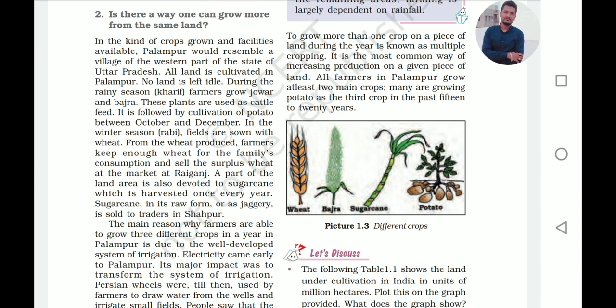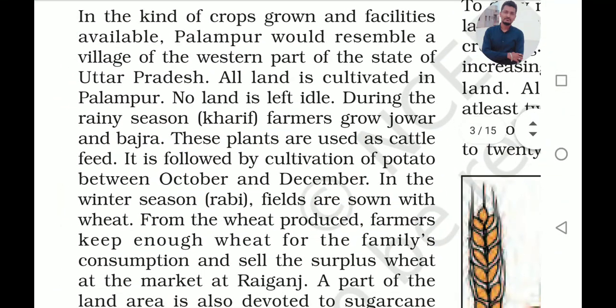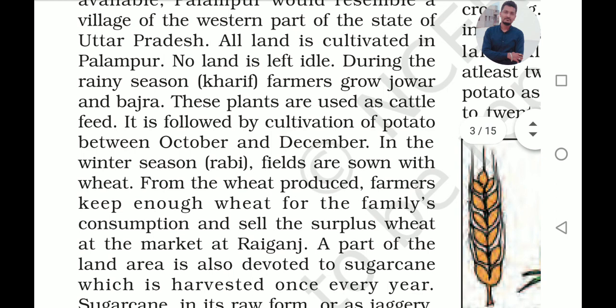In the kind of crops grown and facilities available. First we will discuss what different crops they are growing in Palampur. Students, Palampur is just an example. It resembles a village of the western part of the state of Uttar Pradesh, Bulandshahr. Now all land is cultivated in Palampur and no land is left idle. It means whatever cultivable land is there, people are cultivating it.